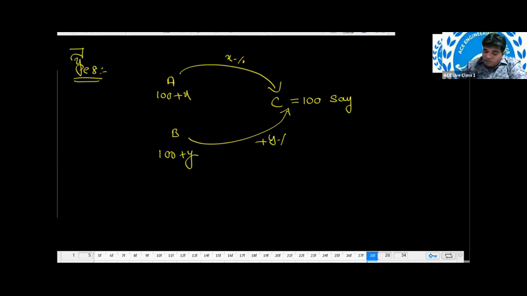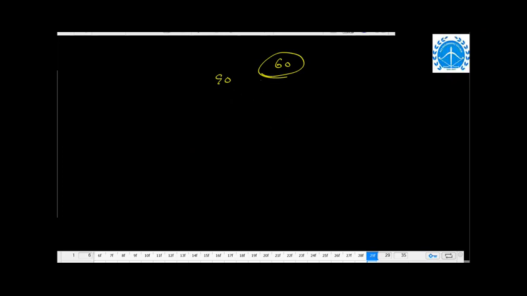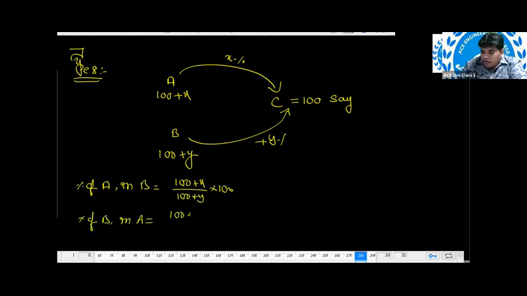Suppose a small example: you got 60 marks out of 90. What is your percentage? 60 by 90 into 100. In the same way, what is the percentage of A in B? 100 plus X upon 100 plus Y into 100. Percentage of B in A is 100 plus Y upon 100 plus X into 100.